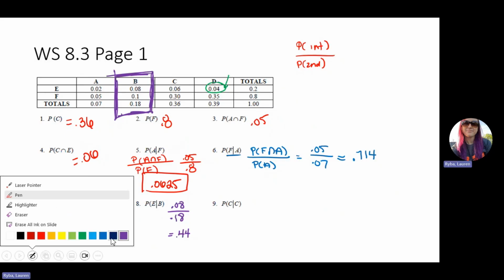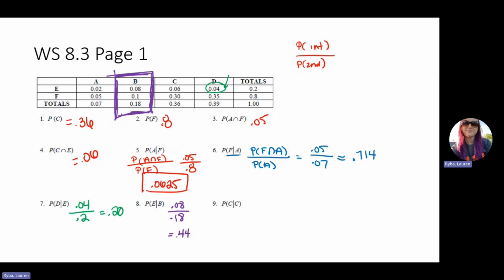And then the last one here is saying the probability of C, given that I'm only looking at C. So if I'm only looking at C, the only thing I can pull is C. So the probability of C given C is 1 whole.